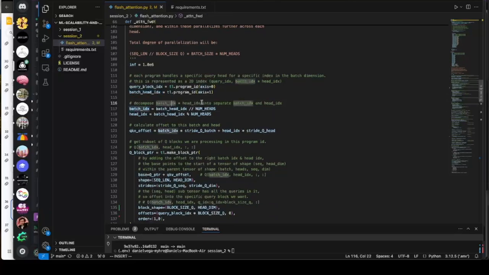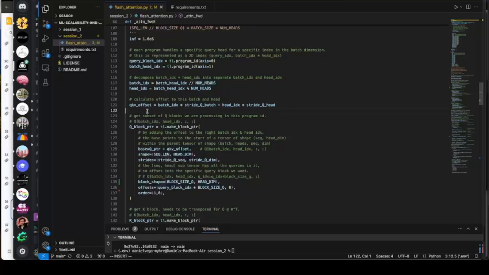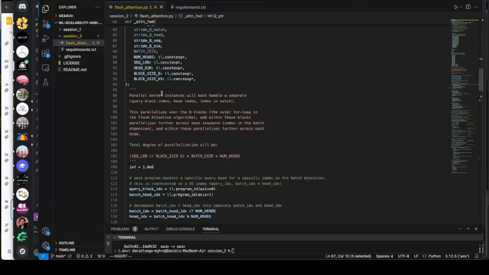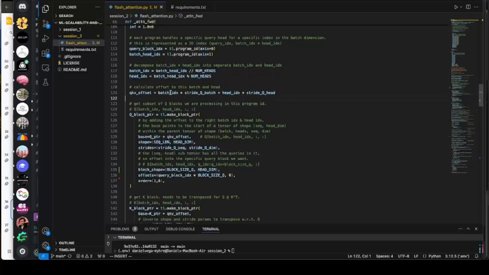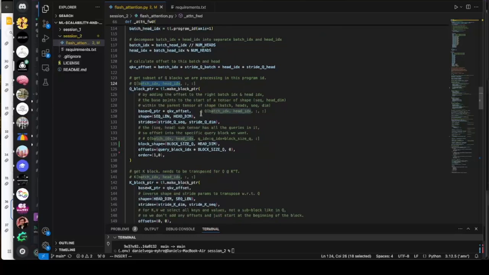Now we can decompose that batch times head index to separate those out, right? So now we know exactly which index in the batch dimension we are responsible for, as well as which attention head for that batch. Now this is where we start actually having to deal with memory and doing pointer arithmetic manually. So this is important. We now need to go from our base Q pointer to our offset where this batch and head index actually begin. So we need to use our strides to calculate that, right? So we go from the base pointer and use this offset to then go to where this particular subtensor that we're responsible for in this thread block is located in memory.